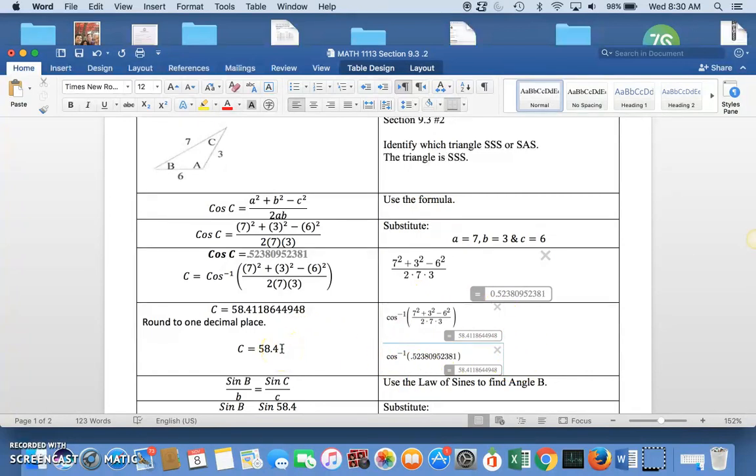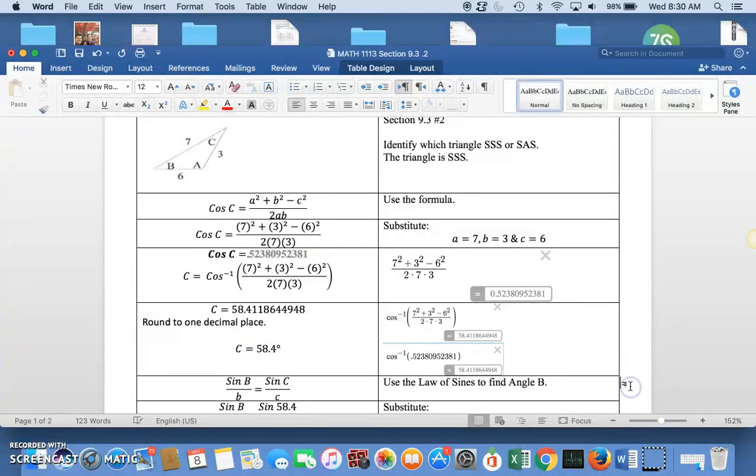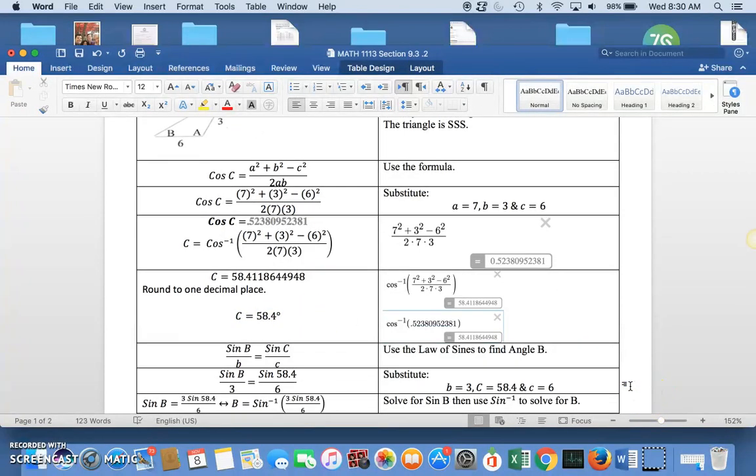Now, your angle is 58.4, and technically I should have a degree symbol there because it is degrees. That's the answer. Okay, I found one angle. I need to find another one.